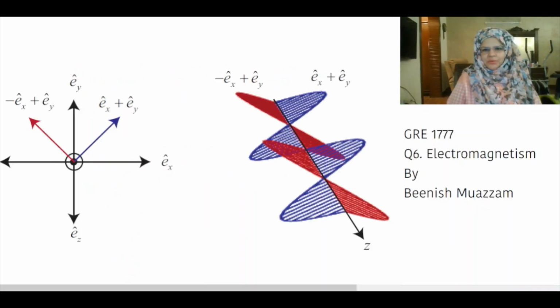We know from the equation that the direction of propagation is along z. Electric field is in the direction of x̂ + ŷ. The direction of magnetic field should be −x̂ + ŷ.